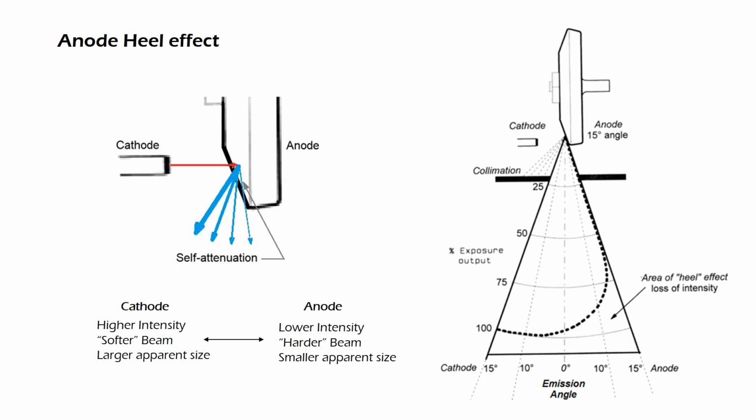The heel effect becomes more pronounced with 1. Short SID, 2. Large field size, and 3. Small anode angle.